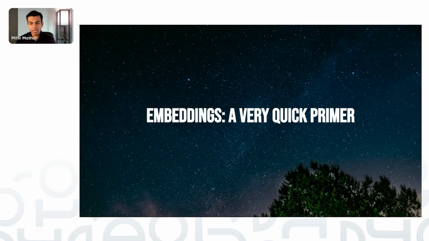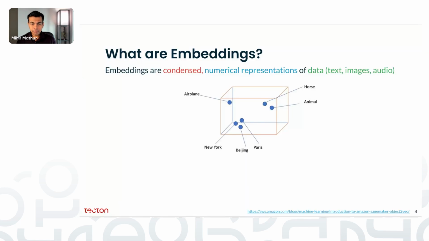So let's start with a very, very quick primer on what embeddings are and why they are important. So what are embeddings? Embeddings are condensed numerical representations of data, which can be text, images, audio, or any other structured data as well. So in this example, there is some unstructured text, which is these city names as well as airplane, horse, and animal. So all of these things can be represented in a numerical way by assigning coordinates in this three-dimensional plane.